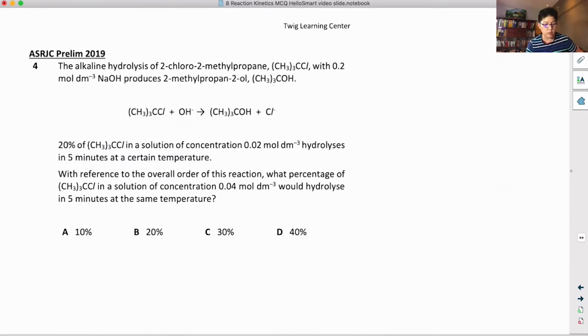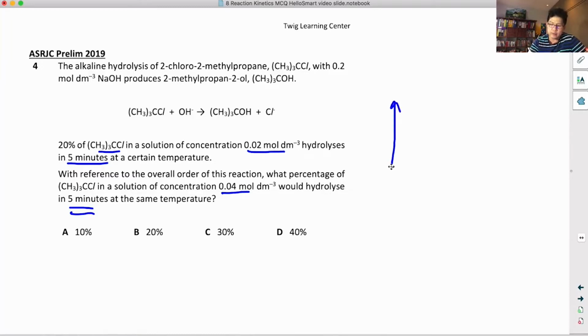Okay, let's move on to question 4. Alkaline hydrolysis of 2-chloro-2-methylpropane with 0.2 mole per dm³ of sodium hydroxide produces the product here. They say 20% of this tertiary halogenoalkane hydrolyzes in 5 minutes at a certain temperature. With reference to the overall order of this reaction, what percentage in a solution of concentration 0.04 will also hydrolyze in 5 minutes? So the concept is almost like half-life.